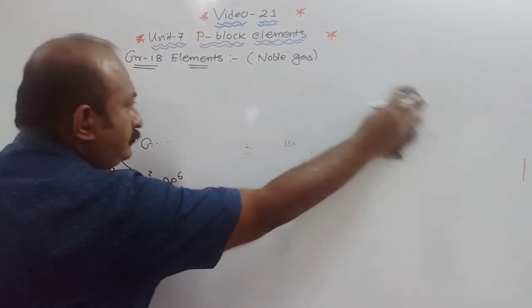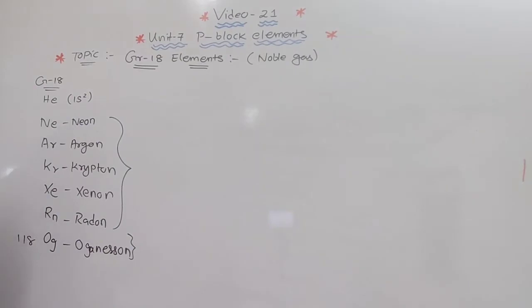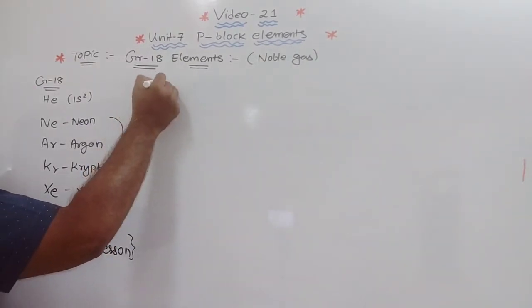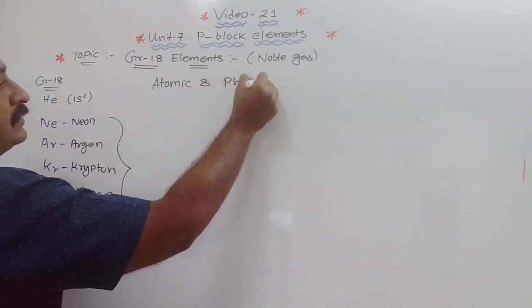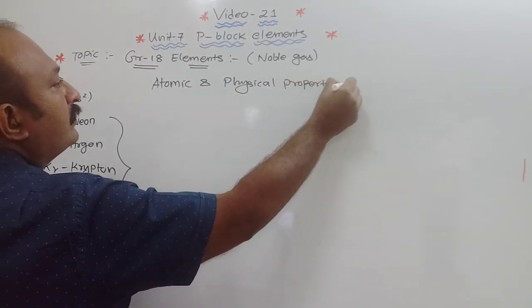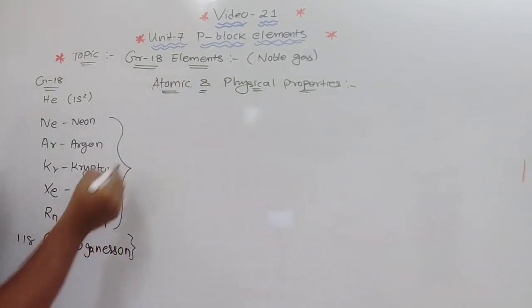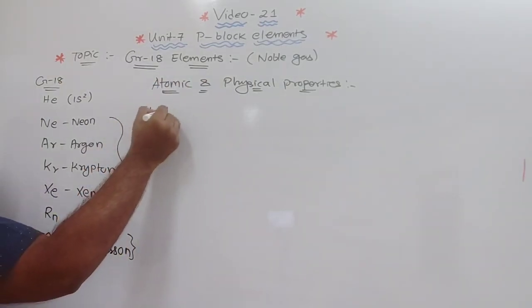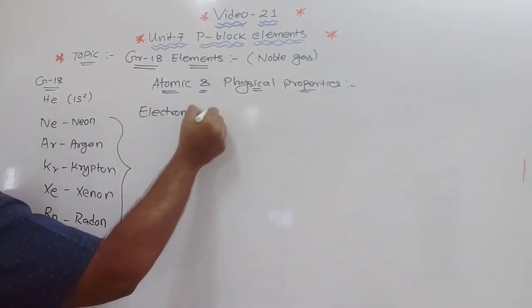Then we'll start with the atomic and physical properties. Now, when we talk about atomic and physical properties, you will see first the electronic configuration, because occurrence is not there in your course.